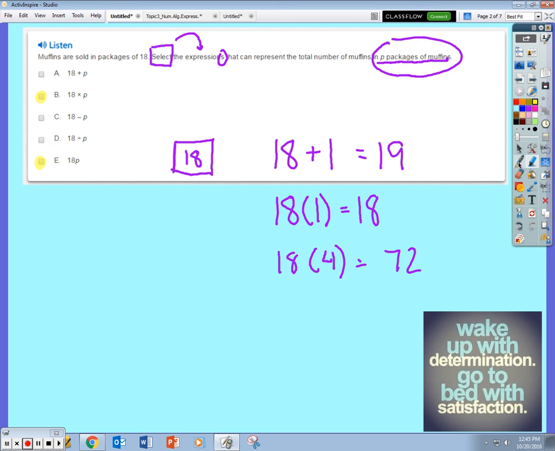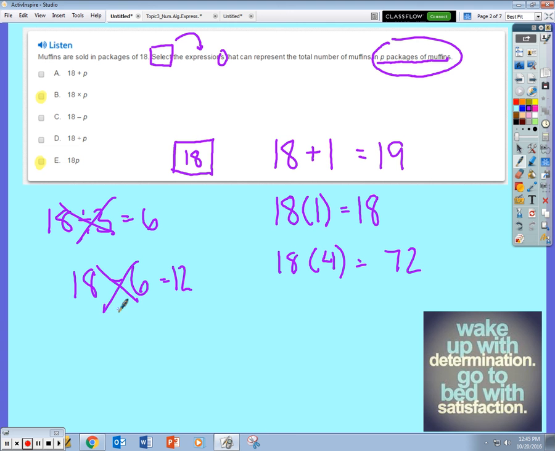If I were to divide, let's say I bought 3 packages of muffins. 18 divided by 3, well, that would say I had a total of 6 muffins. That doesn't make sense, 3 packages and each package is 18. No way. And then 18 minus, again, if I bought 6 packages, 18 minus 6 gives me 12.